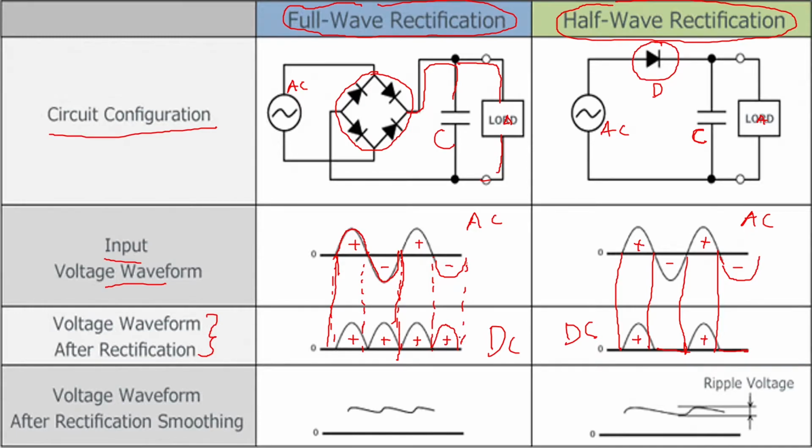If you pass this output through the filter, you can get a smoothed output somewhat like this, which can come near to pure DC. Even here, if you pass this through a capacitor, you come near to pure DC. An ideal DC will be a straight line, but you can come near to that by having this type of filter. So the output of a rectifier is a pulsating DC, and if you want to convert it into pure DC, you have to use a filter.